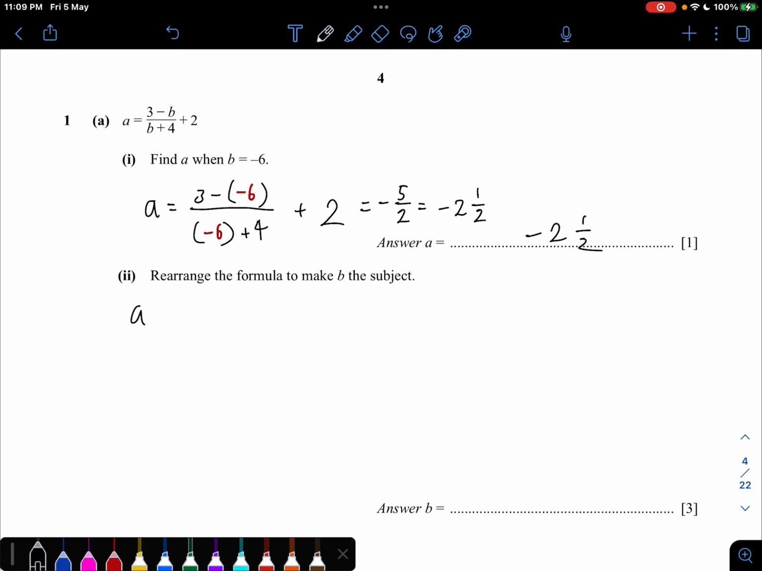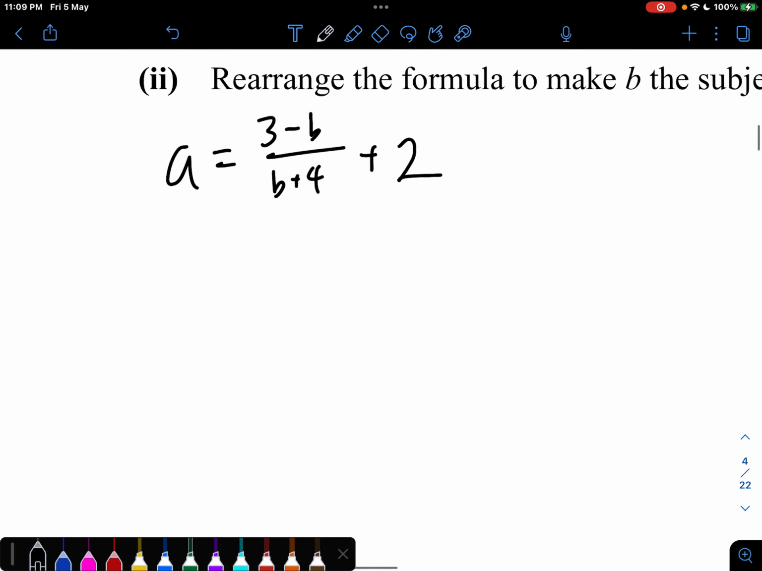Okay, this one requires a bit more work. A equals 3 minus b over b plus 4, plus 2. Let's take a look. So first thing, you want to isolate the b, correct? So where do you see the b? Here and there. Which is a part of what? Part of the numerator, part of the denominator of a fraction. There are two separate terms here. A fraction on the left, a 2 on the right. b is a part of the fraction, which is a single term.